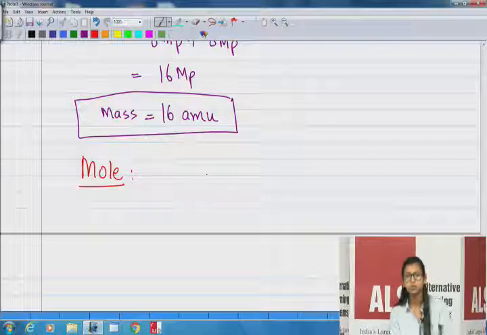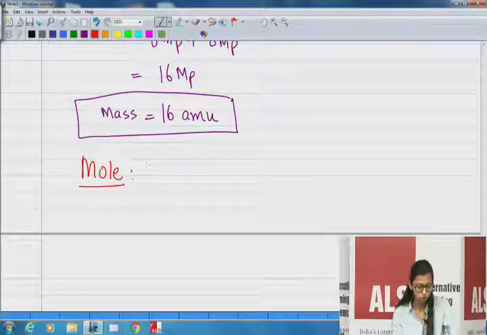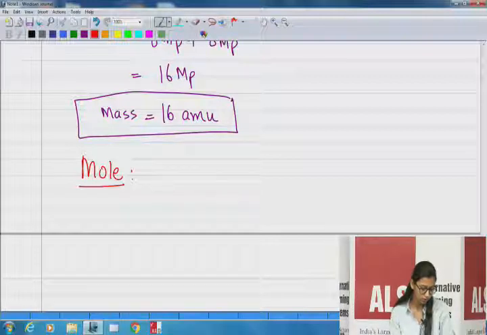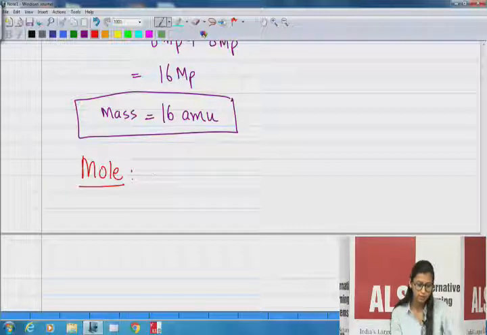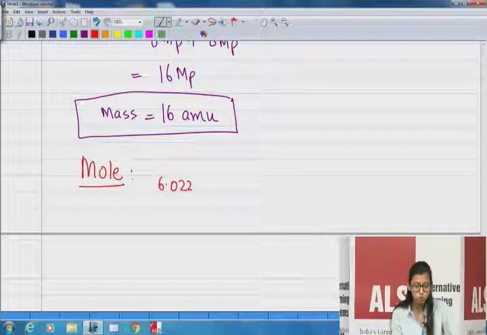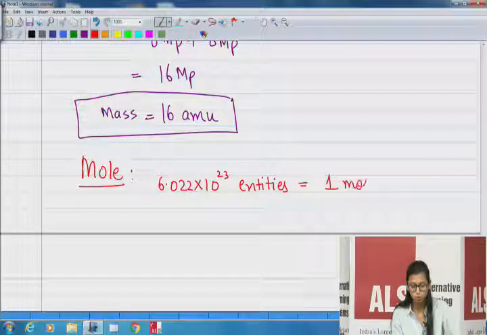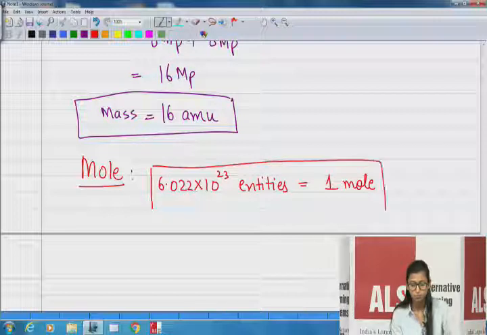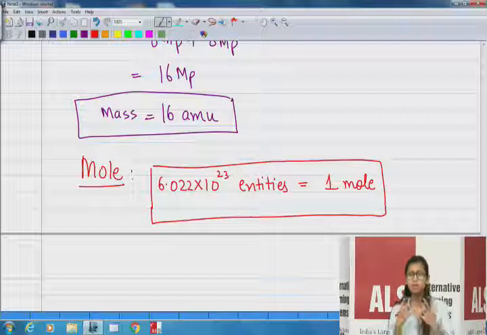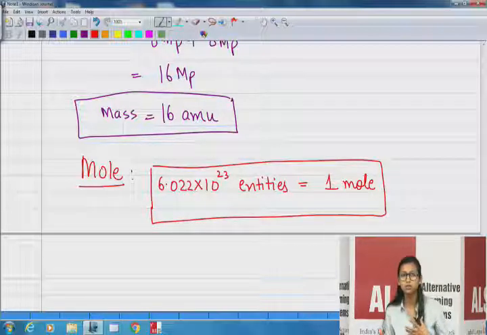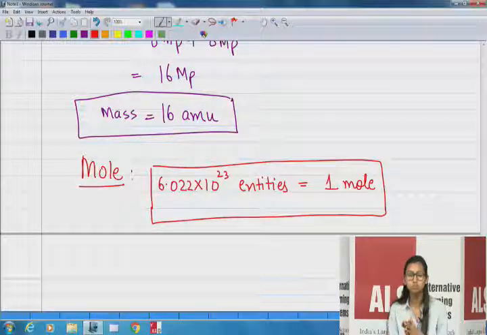It's simply a number. Let's write the mole as the next one. The mole is actually a number, it's the entity. There is a specific number defined for the mole, okay. So, if I want to write, I can also write it like this. The mole is 6.022 into 10 to the power 23 entities or species is equal to 1 mole. It's a number because it's so much big. If I say 6.022 into 10 to the power 23, in order to say it in the short form, I can call it a mole, okay.